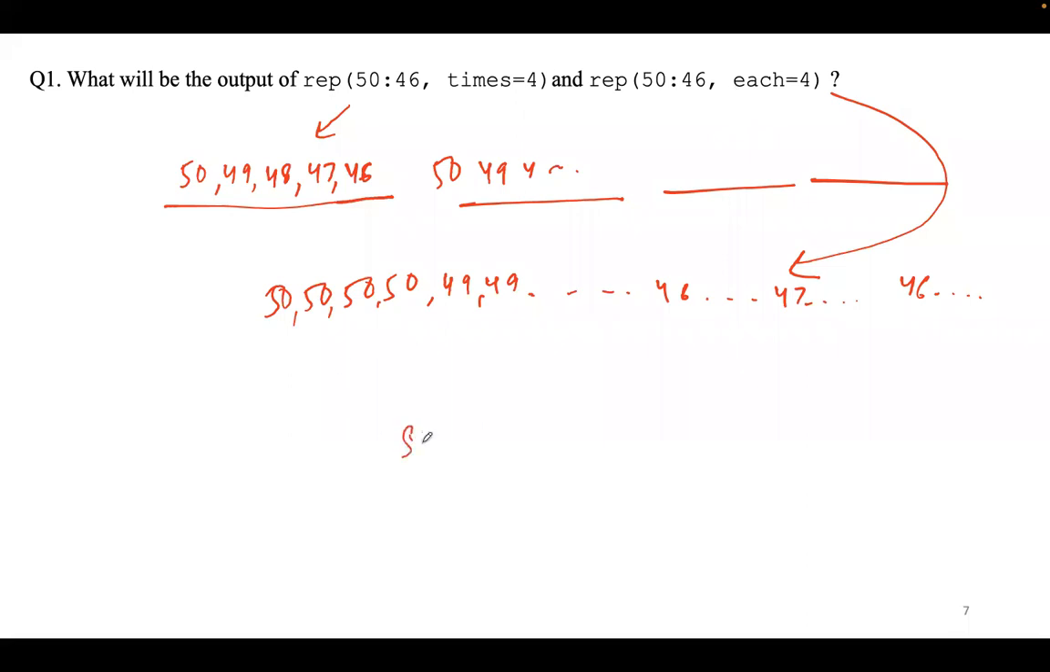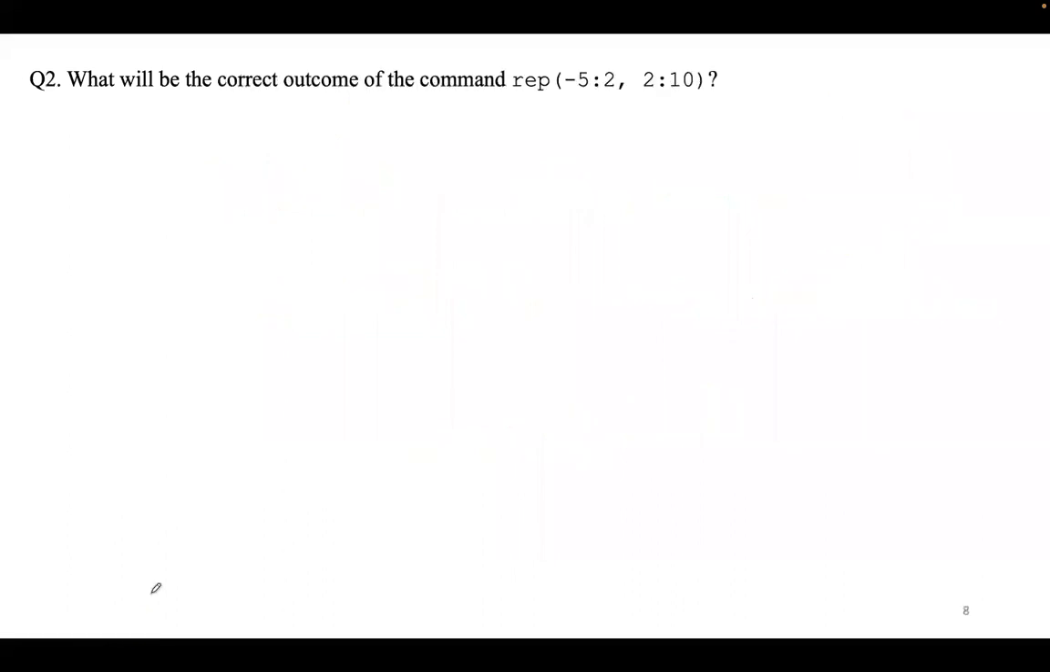Same number of elements, right? Yeah, same. Because here it's 50, 49, 48, so this is 5, so this is 5 into 4, and this is 4 into 5. So it's the same, right? Okay. Good. Next question. What will be the outcome of the command rep -5 to 2, 2 comma 10, 2:10?